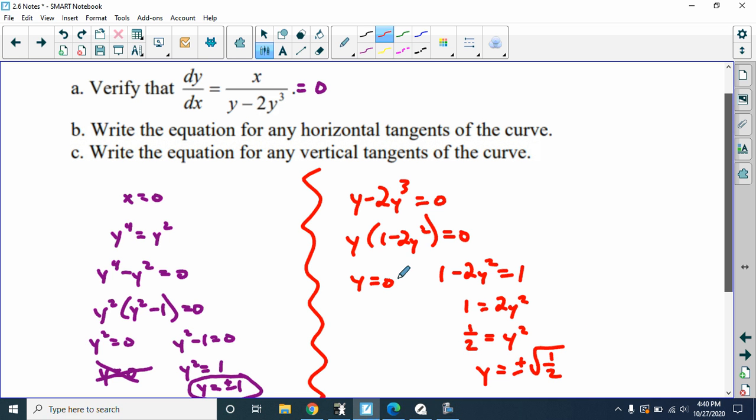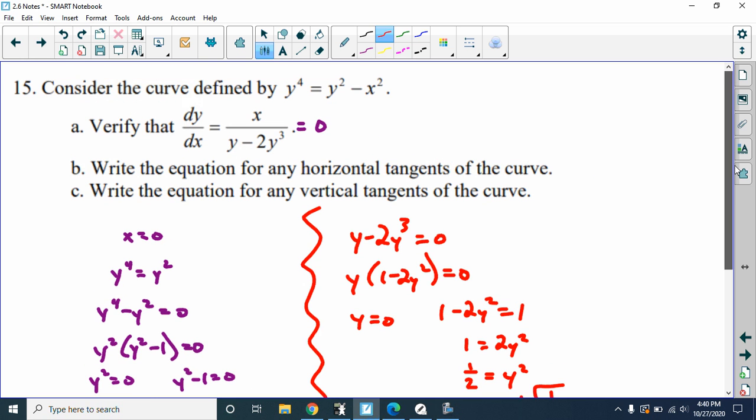Again, we then need to take this and plug it back into the original curve, which is way up here. If I plug in y equals 0, I get 0 equals x squared. I get x is 0, which again, for the same reason over here, we get 0 over 0, which is not horizontal or vertical tangent.